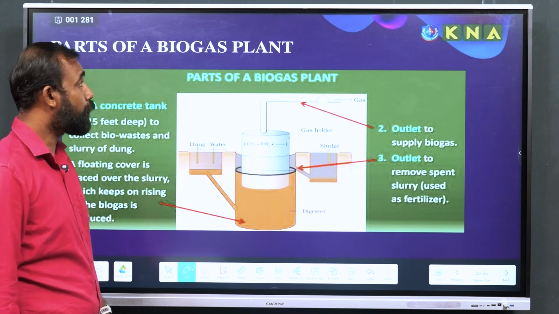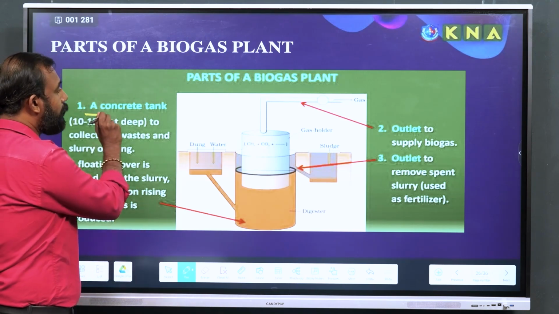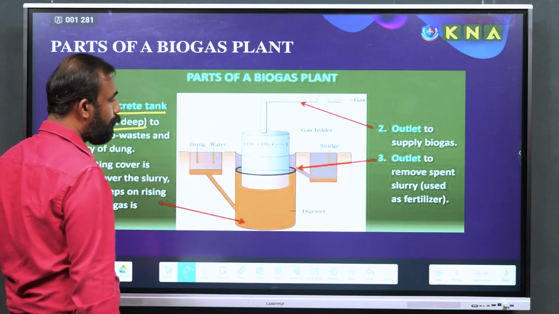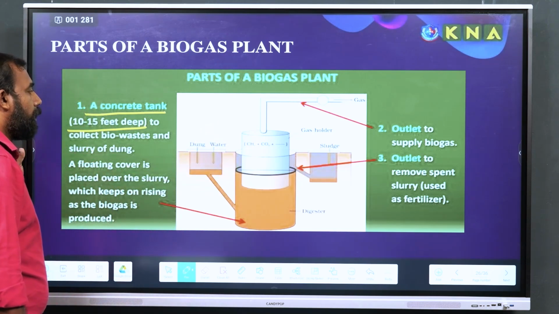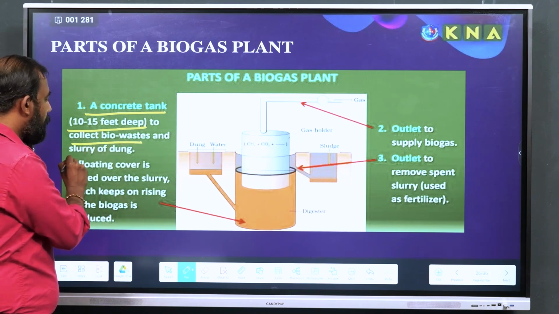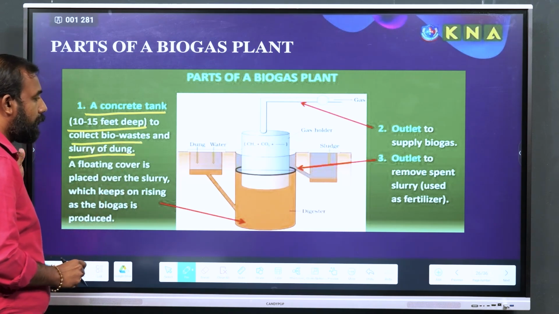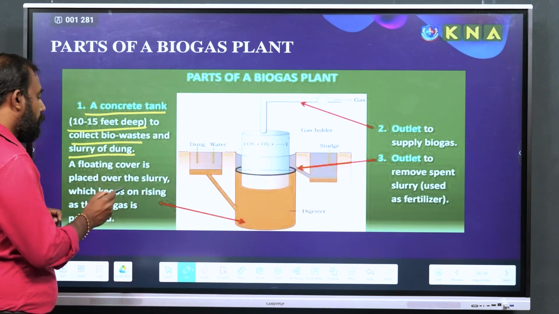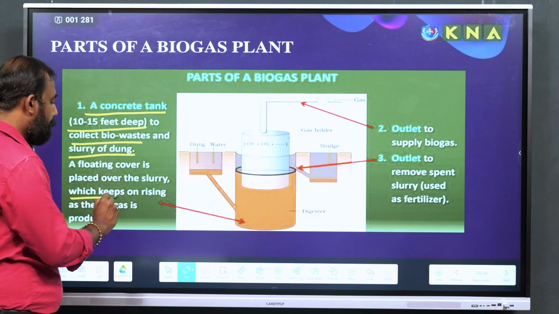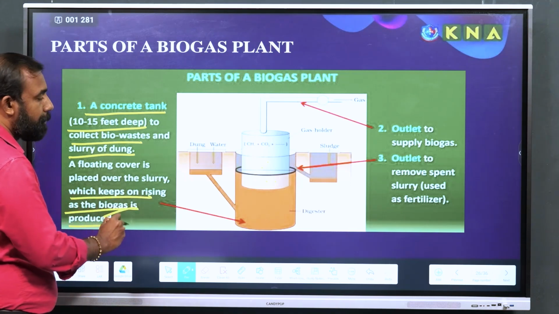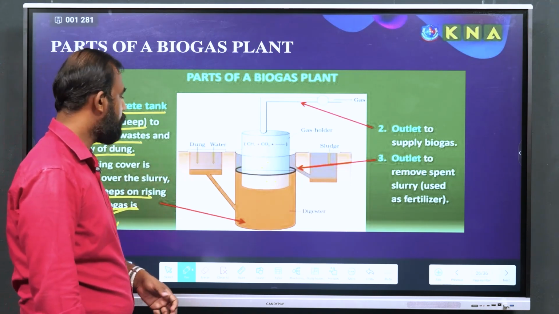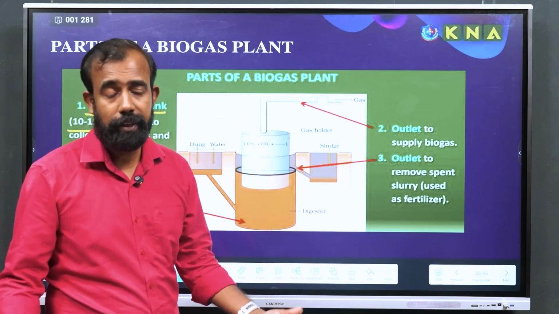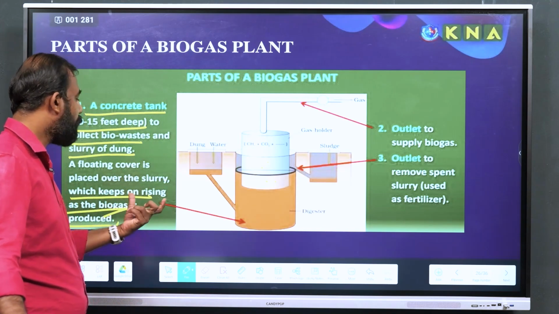So these are the parts of a biogas plant. A concrete tank, 10 to 15 feet deep, to collect bio-wastes and slurry of the dung. There is a floating cover placed over the slurry, which keeps on rising as the biogas is produced. When biogas is produced, it goes up onto the floating cover. Otherwise, what happens? There is a chance of bursting. So here we are using a floating cover.